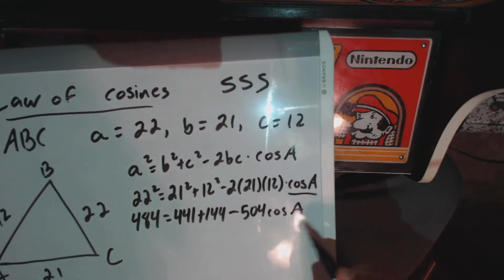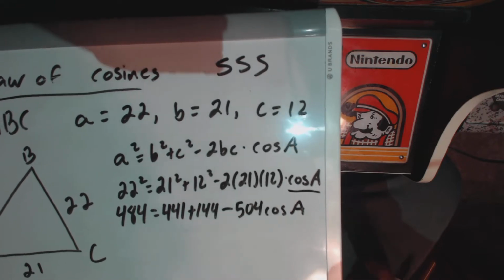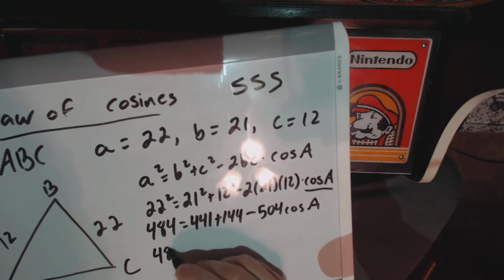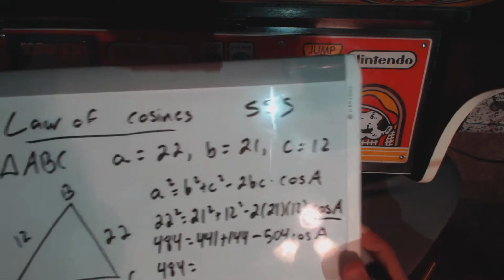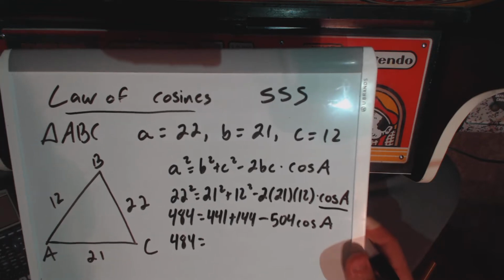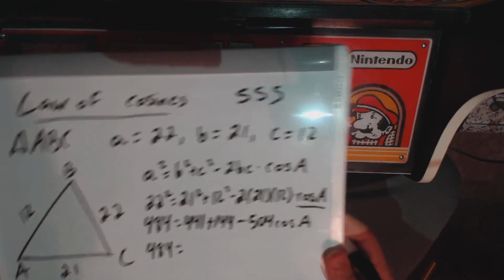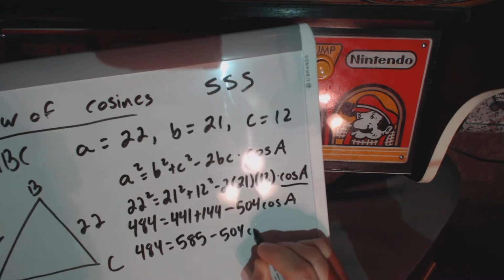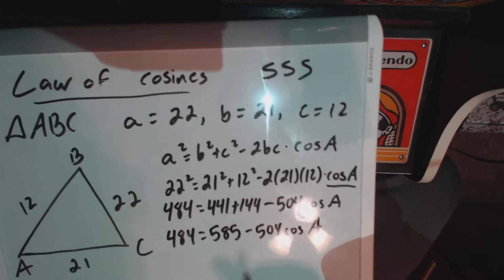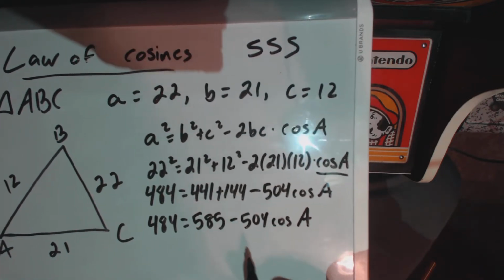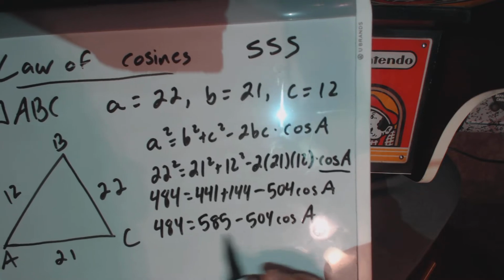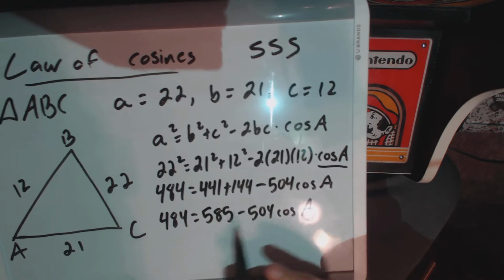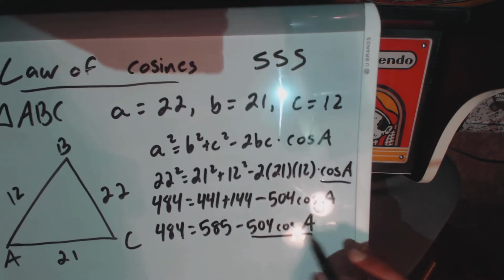Now, please make note of what I'm about to tell you. Once I add 441 and 144, I get 484 equals 585 minus 504 cosine A. The main mistake people make on this problem is they take 585 and subtract 504 right there, and say, okay, that's 81. Don't do that, because see how this 504 is attached to the cosine of A?